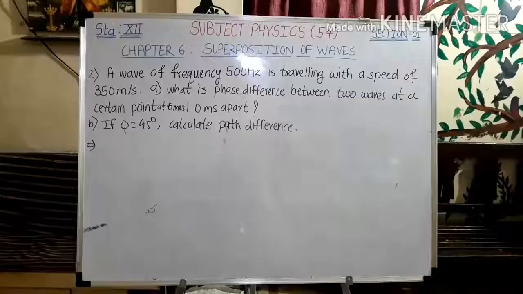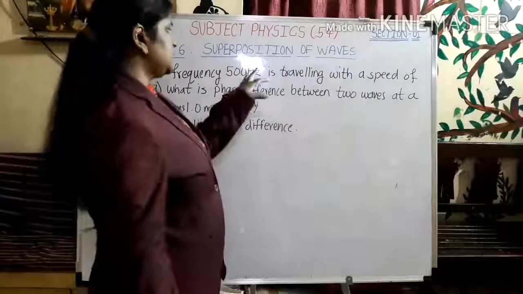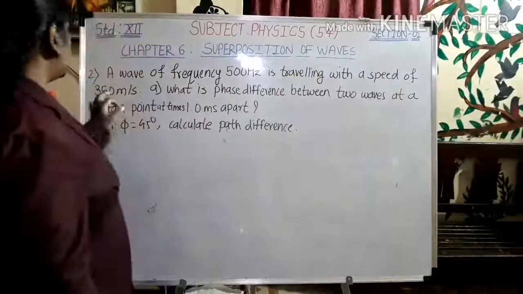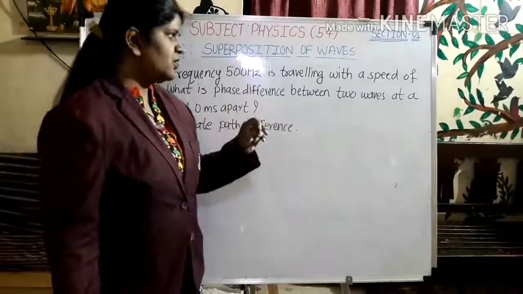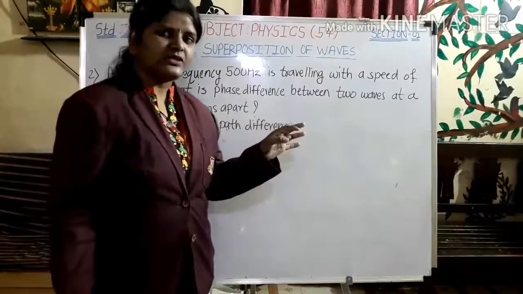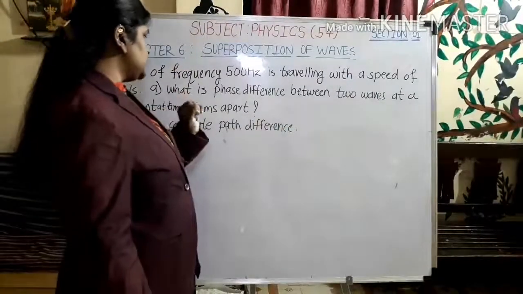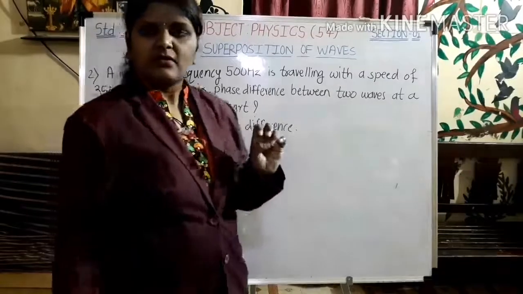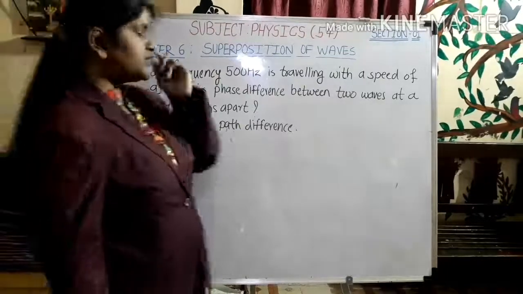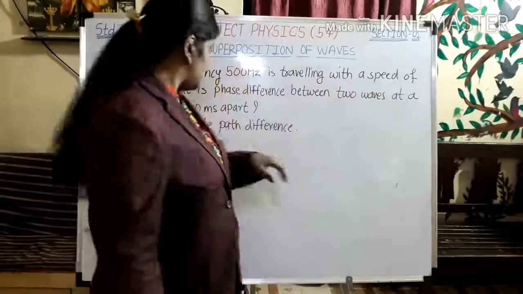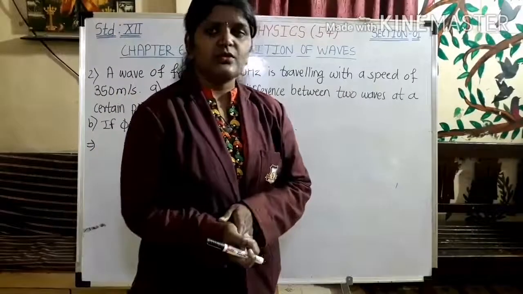Okay. So here is the second numerical: a wave of frequency 500 Hz is traveling with a speed of 350 meter per second. What is the phase difference between two displacements at a certain point at times 1 millisecond apart? Okay. And then if phi is equal to 45, you are going to find out the path difference, that is the minimum distance or minimum displacement that you are going to find out.